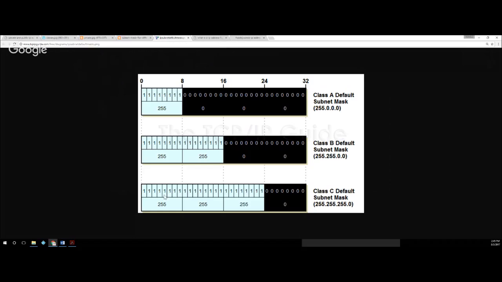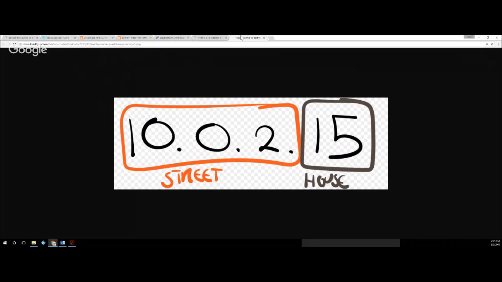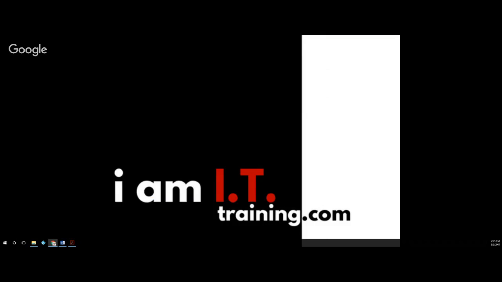255.255.255.0. 1, 2, and 3 octets are 255s. That identifies the network portion. And all zeros at the end identify the device portion. So when we look at this, the street portion is the equivalent of our network ID, and the house portion is the equivalent of our device ID. Hopefully that helps break down what is going on with IP addresses, why we use subnet masks, and what they help us to identify. These are critical pieces of information.